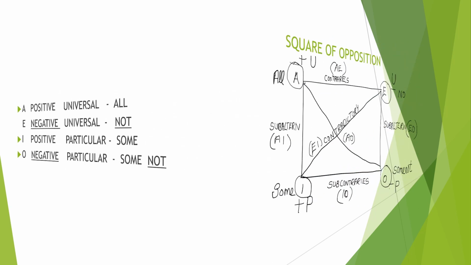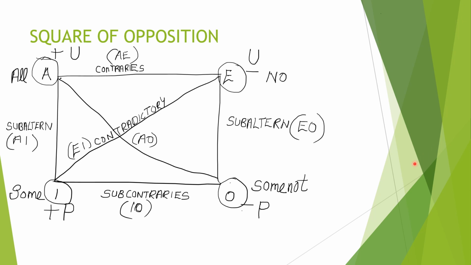Okay. Next, this is the square of opposition. Understood? We have studied the representation: a sentence that starts with "all" is represented as A. A sentence that starts with "no" or "not" is represented as E. Then I is here and O is here. "Some" is represented as I, and "some not" is represented as O. So A, E, I, O. This is the square of opposition.